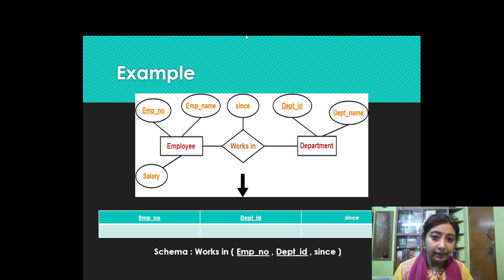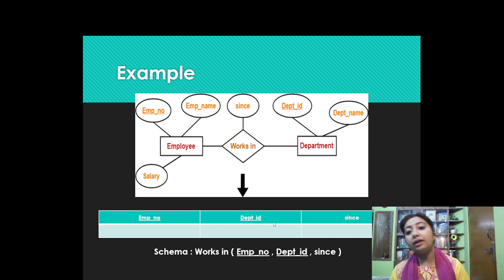So when we make the table of works in, in this works in table, only since cannot be the attribute. Along with this since attribute, there must be the attributes of the participating entities, that are employee number, which is coming here, and the department ID, which is coming here. And along with that since, which is its own attribute, will be coming. So this is the table.